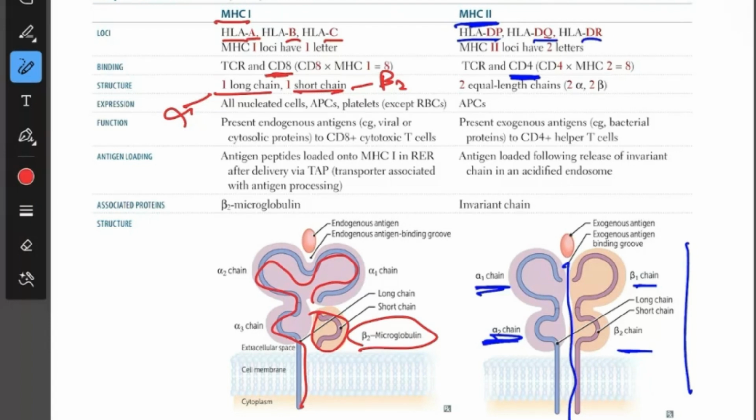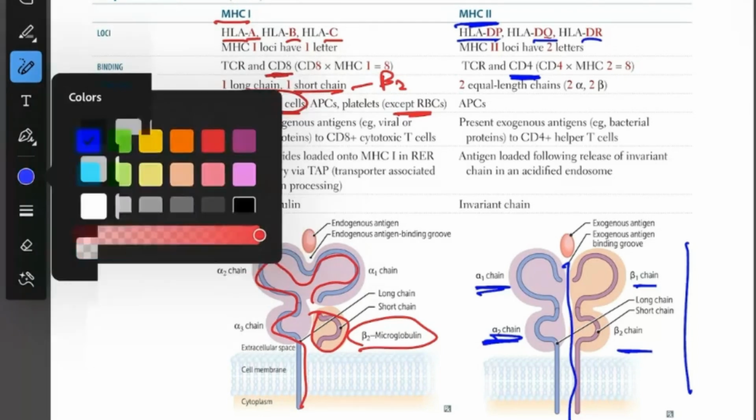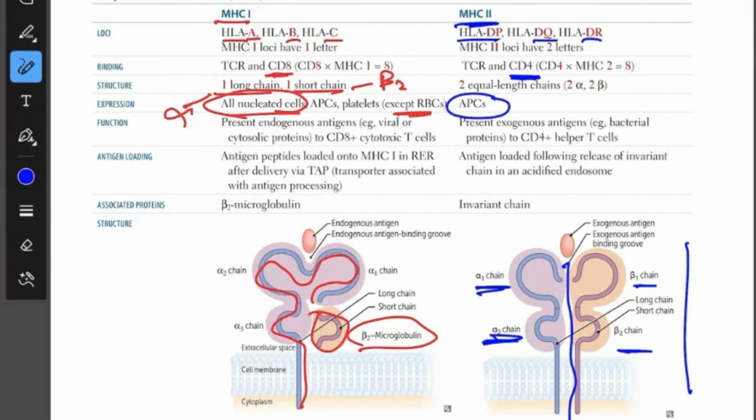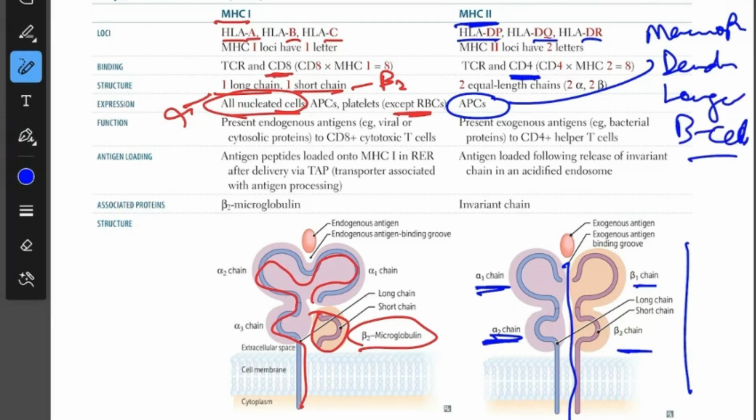Then MHC I is on all nucleated cells, all nucleated cells except red blood cells. Very important. While MHC II is on only a small group of cells. That's the APCs, antigen presenting cells. The antigen presenting cells are the macrophages, the dendritic cells, the Langerhans cells, and the B cells. Those are the only cells that have MHC II.